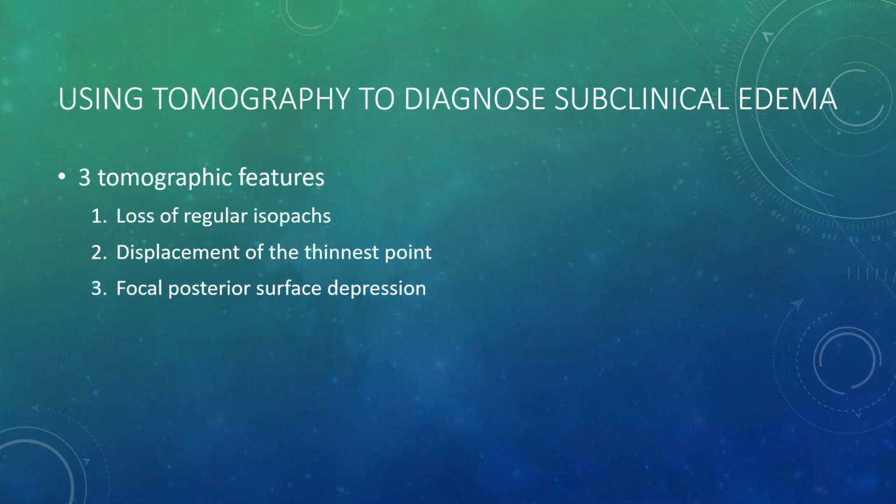We also look for the thinnest point and look for it to be displaced nasally. We also look for focal posterior depression. So when you think about the cornea in 3D, we're thinking about the cornea expanding posteriorly into the aqueous, and that's sort of just like an early thickening of the posterior stroma that can be detected.